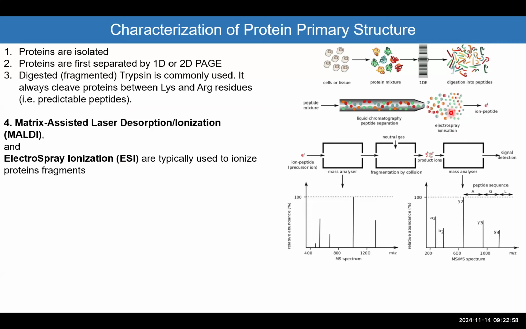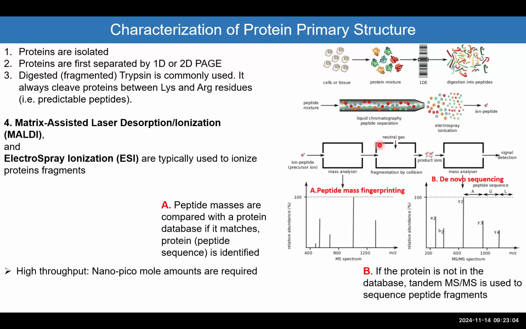In other words, giving them a positive or a negative charge, and then separate them based on either their molecular weight, so how many amino acids there are, and what is the charge, so the mass and the charge. So you get different peptides, and you would know what is the size.